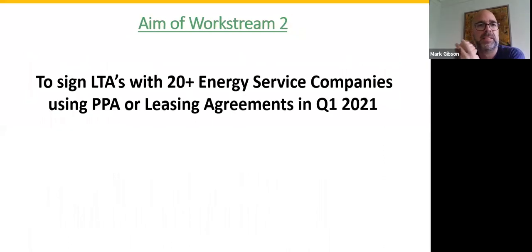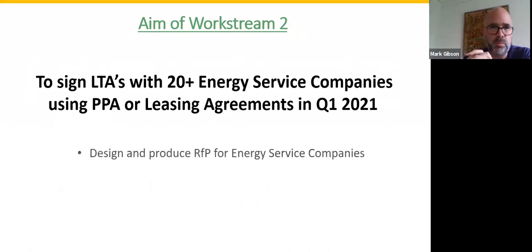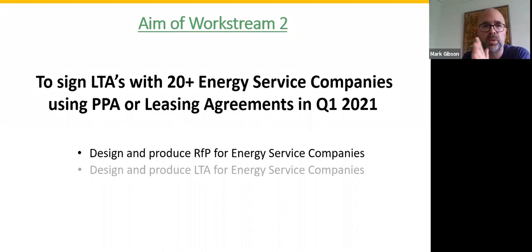Next slide, Amy, please. And then we come on to Workstream 2, which is about today and Thursday. Here we will be looking at very concrete activity. In Q1 of next year, we would like to have UNDP signed up with long-term agreements with 20 or so energy service companies using leasing agreements and PPA methodology as a way going forward. To be able to do that, we need to design and produce a request for proposal, and we need to do the same for the long-term agreement.